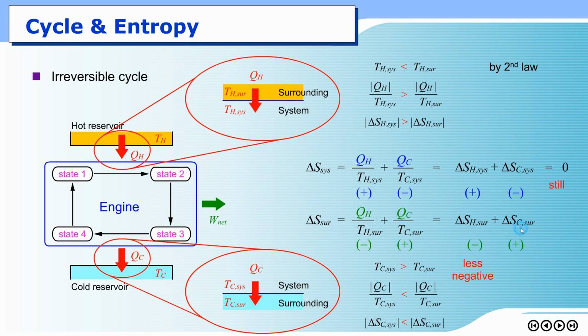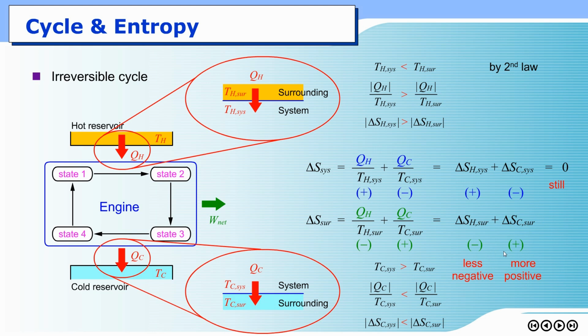On the other hand, for this term, if you consider this relationship, delta S_C of the surrounding is greater than delta S_C of the system. So comparing between these two, the magnitude of this term is supposed to be larger than the magnitude of this term, and the sign here is positive. So I can conclude that this term must be more positive. Then this one becomes less negative, this one becomes more positive.